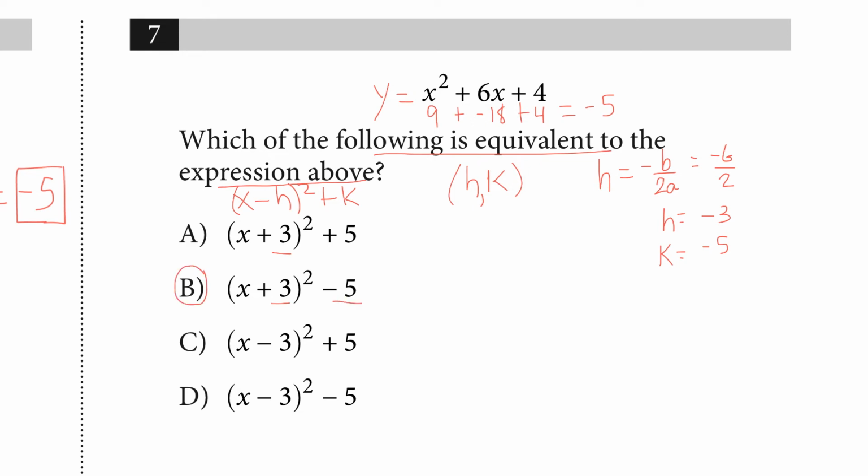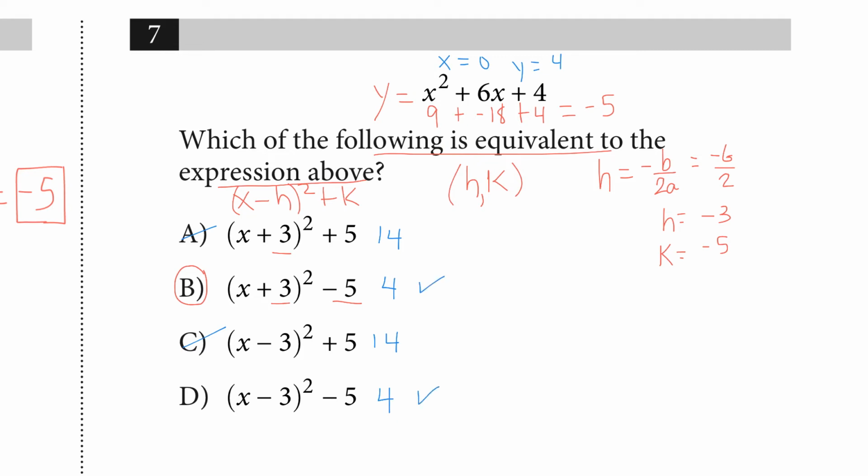Now there's one way that we could do a quick check on this. We could say, what if x was 0? If x is 0, then y would be 4, right? So if x is 0 here, you're going to get 9 plus 5, you're going to get 14. If x is 0 here, 9 minus 5, you get 4. And if x is 0 here, 9 plus 5 is 14. So we know these are out. And if x is 0 here, you get 9 minus 5 is 4. So you're thinking, is it this one or is it this one?